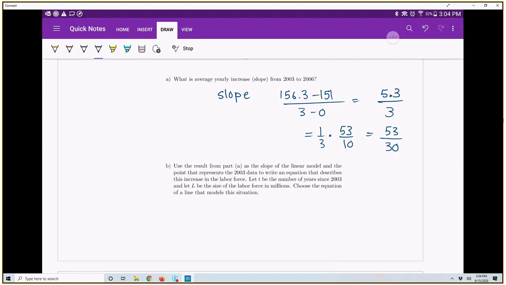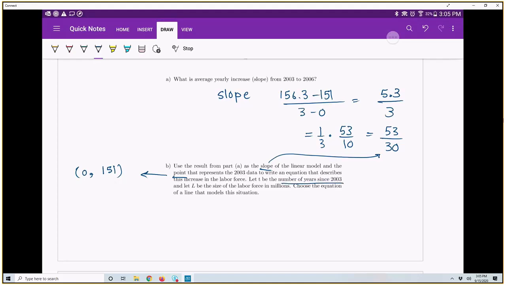that represents the 2003 data. So that point was 0 and 151. And our slope is 53 over 30. Use that to write an equation that describes the increase in the labor force. Let T be the number of years since 2003.